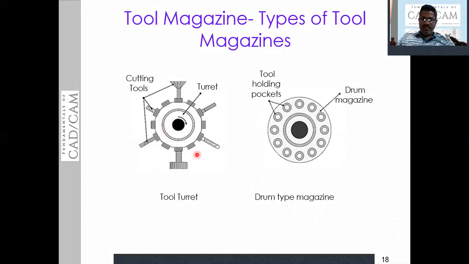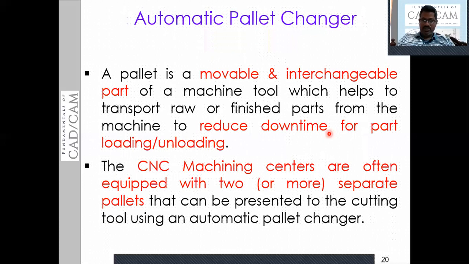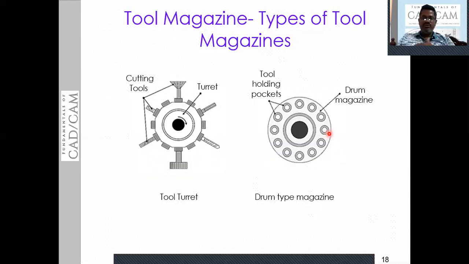When it comes to the drum type of magazine, this is more flexible and can hold more tools than the tool turret. As you can see, it can hold nearly 12 to 50 tools. So it is more flexible to store a larger number of tools. It is a drum type magazine, or you can call it a circular or disc type magazine. It is going to hold more tools than the turret.